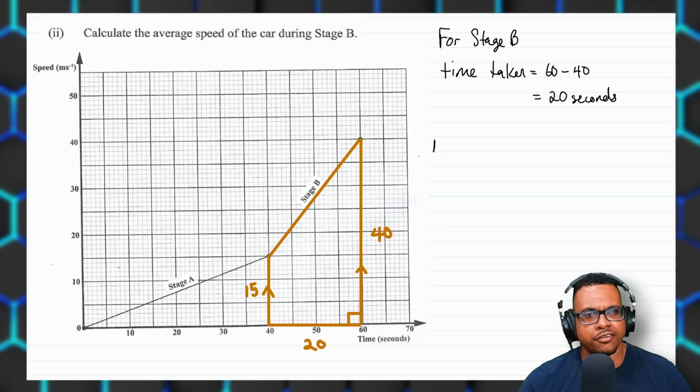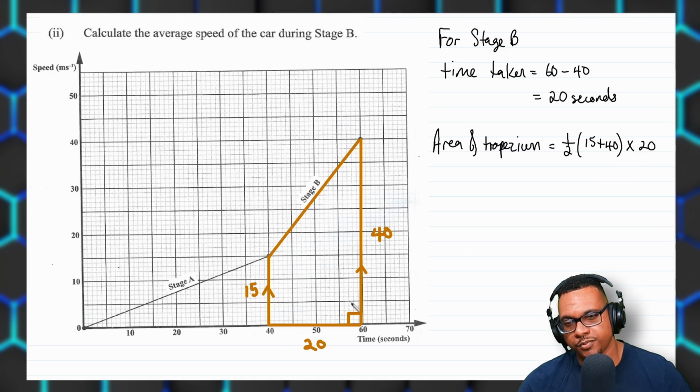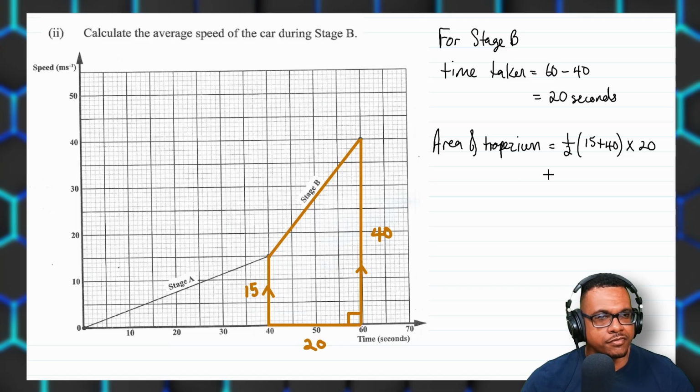So I'm going to go area of trapezium is equal to half the sum of the two parallel sides, which is 15 plus 40, multiplied by the height, which is that 20. The distance that's perpendicular to the two parallel sides. Now, obviously, 15 plus 40, that's 55. All right, times 20.